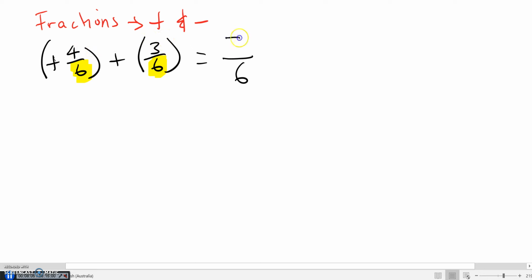4 plus 3 gives us 7. Okay, as a mixed number, 1 and 1/6. There's 1 whole, there's 1 left over, and the answer was out of 6 there.